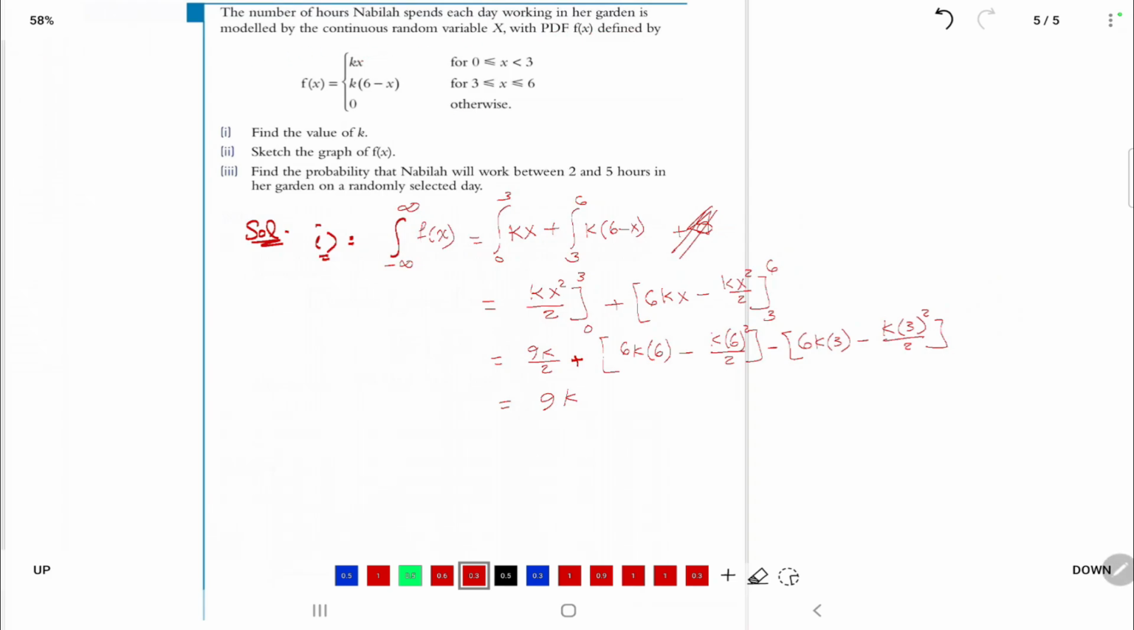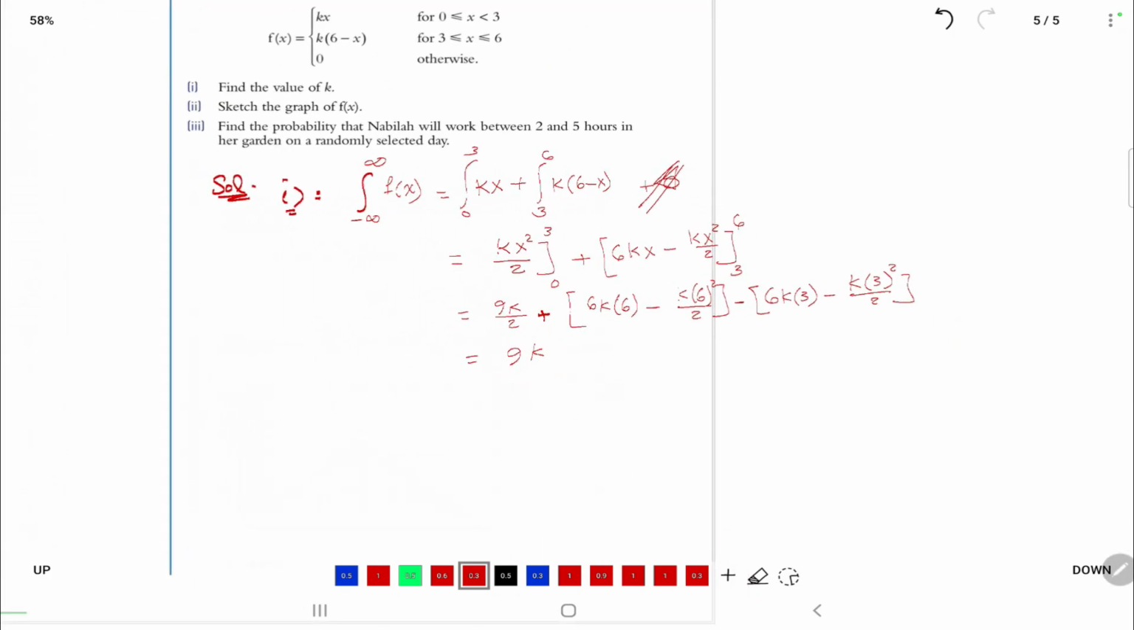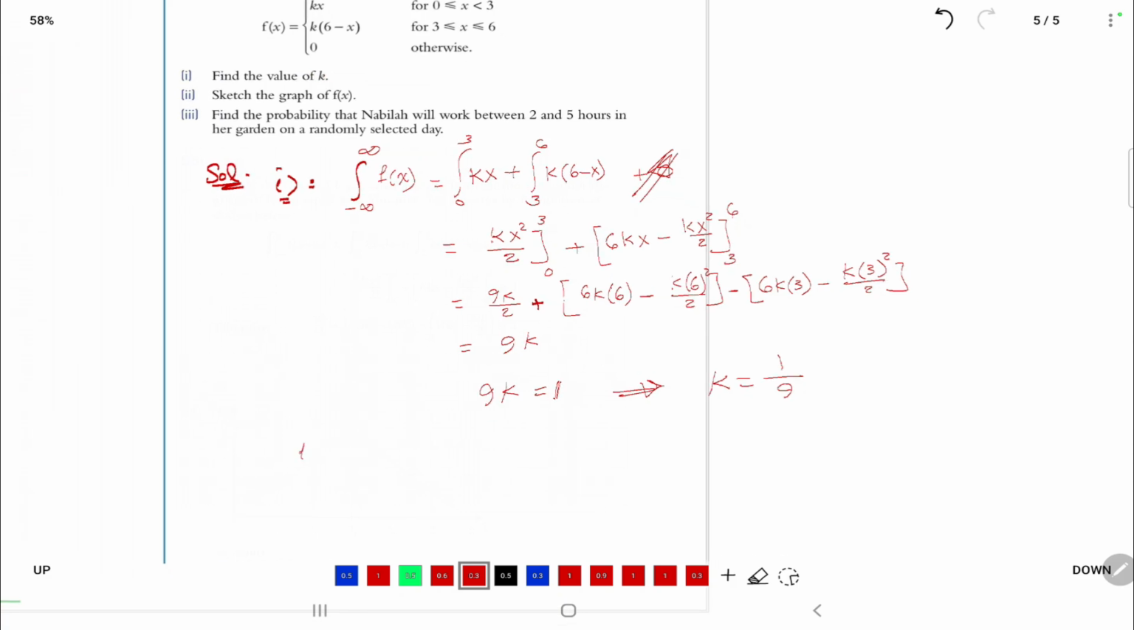Now, the total probability for any event or any function will be 1. So I'll get this one equal to 1. This one, the integration of the density function over the whole range, must equal 1. So 9k equals 1. That means k is equal to 1 over 9. So I have just found k. Now, solution of part 2.